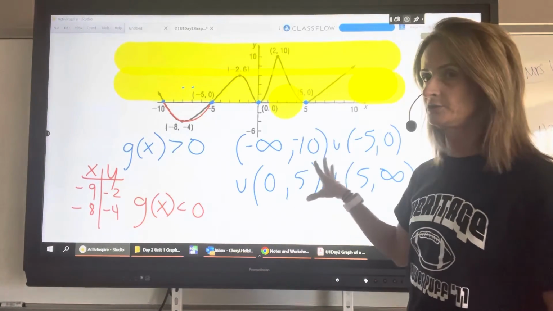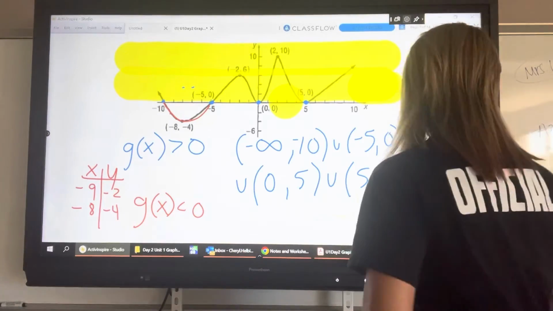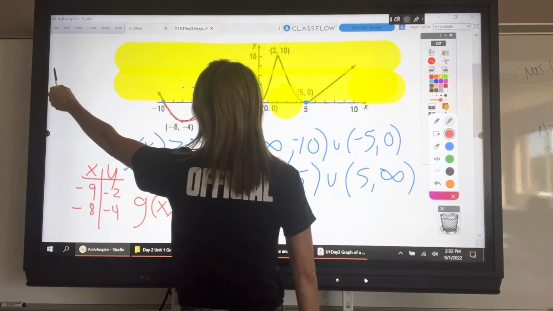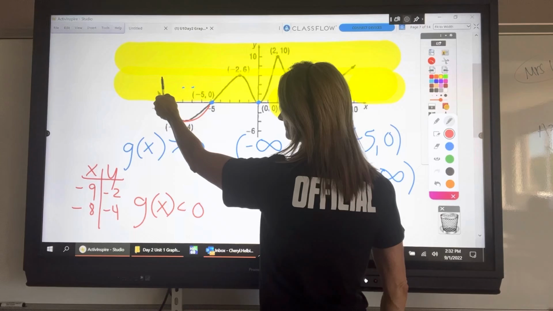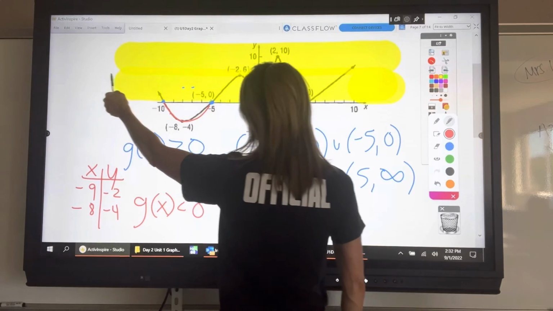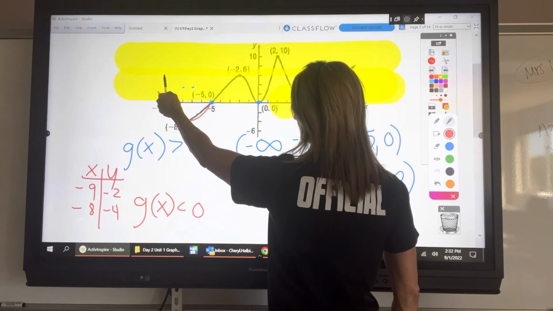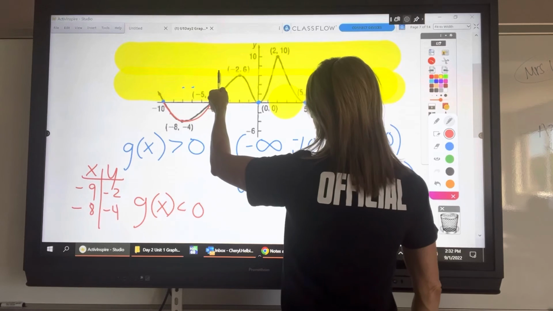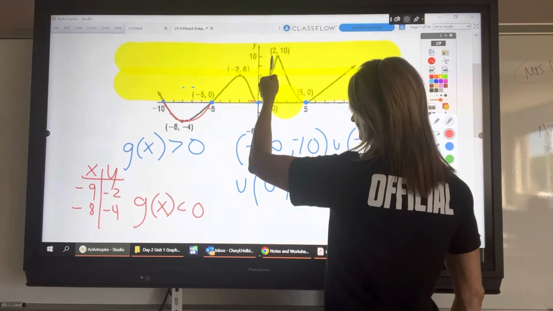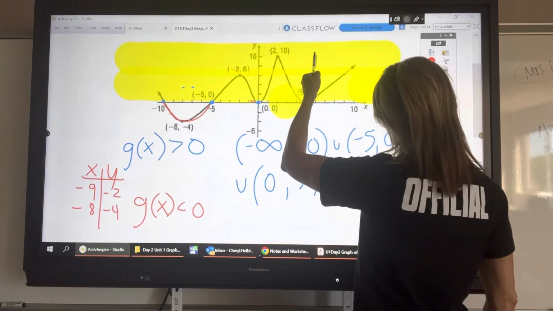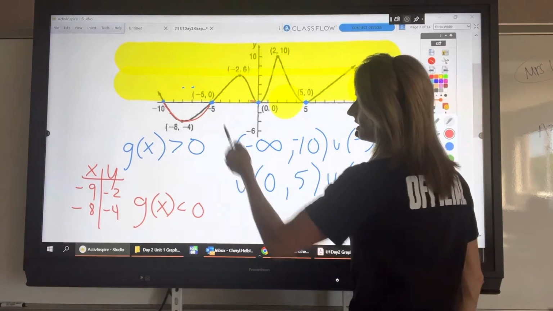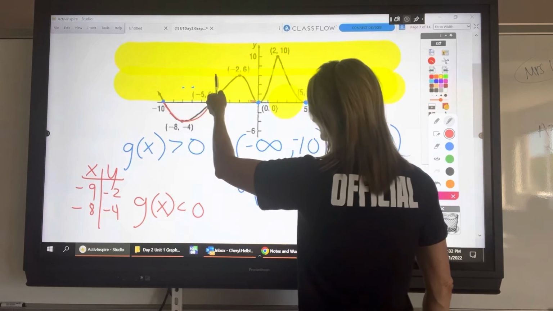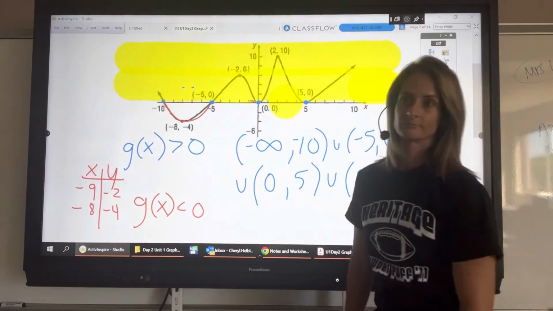So this is like a domain. I wish I had a ruler in here. It's from -infinity up to -10. From here to here, the graph is above the x-axis. From here to here, the graph is above the x-axis. From here to here, the graph is above the x-axis. From here to here, the graph is below the x-axis. That's where g of x is less than 0.